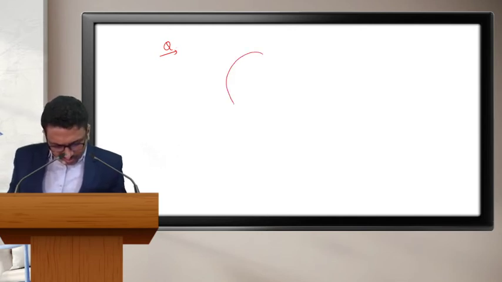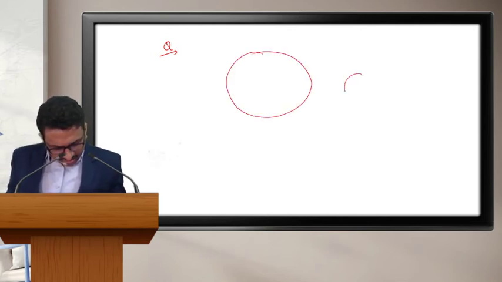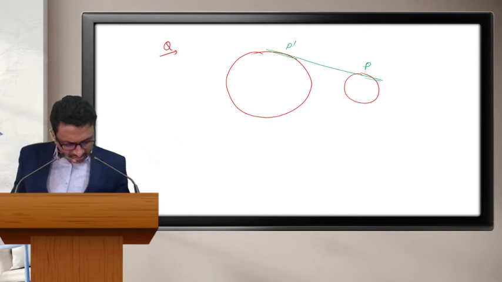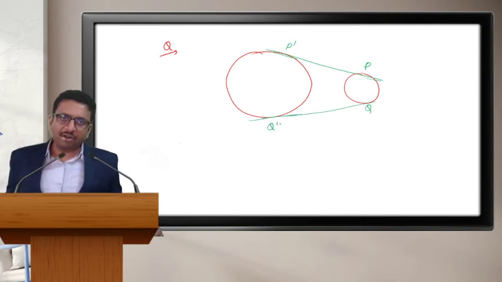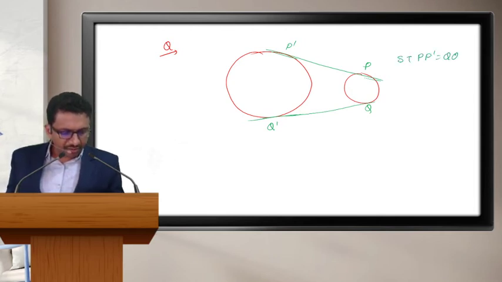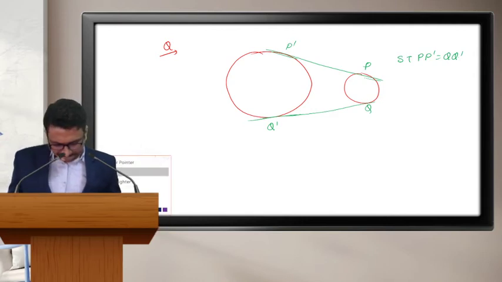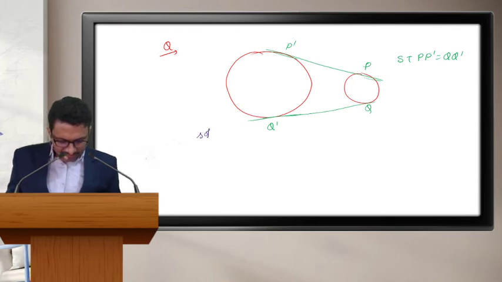So there are two circles, one circle and the second circle. There are two common tangents. P dash is the first common tangent. Q dash is the second common tangent. You have to show that P dash is equal to Q dash. Can you show this?